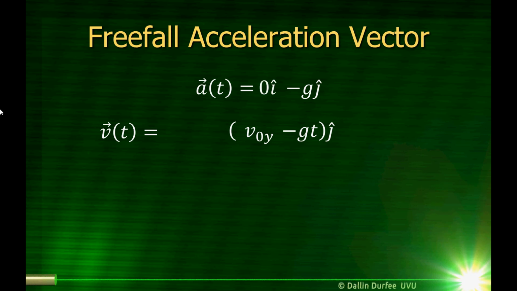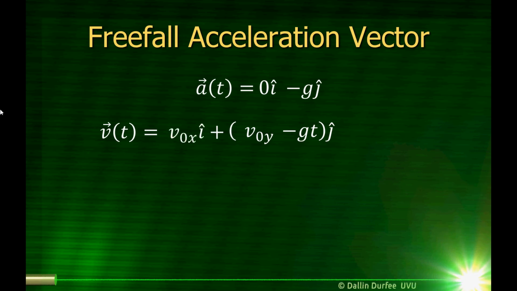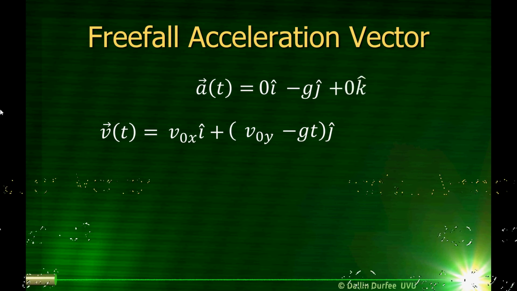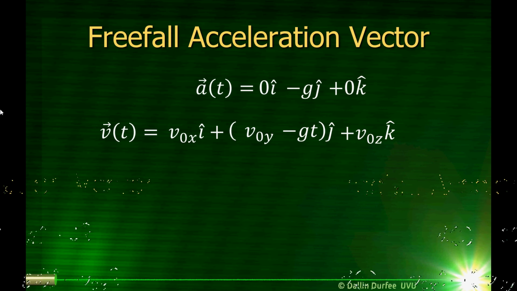But just because there is no acceleration in the x component doesn't mean there's no velocity in the x component. So for the x component, I'm just going to integrate 0. When I integrate 0, I get a constant. And that constant is the initial x component of velocity. And when I integrate having no acceleration in the z direction, I find that the z component of velocity is just the initial z component of velocity.